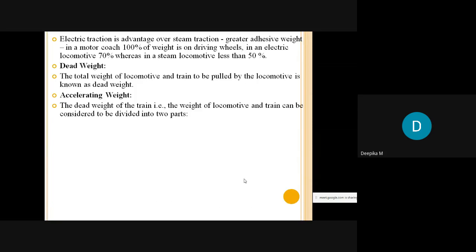And what is accelerating weight? The dead weight of the train, that is the weight of the locomotive and train, can be considered to be divided into two parts. One is the weight which requires angular acceleration, such as the weight of wheels, axles, gears, etc. If we look at the motion of the train, there are two types of acceleration. One is the angular acceleration, which you can see at the wheels, the gears and the axles. This is one part of what is called the accelerating weight.